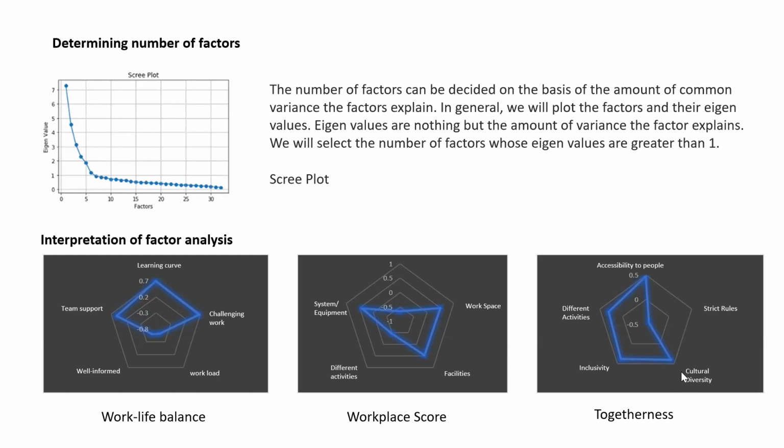Strict rules, like if a person is saying there is inclusivity and we are accessible to people, then you might feel there are fewer strict rules. So that's why it has less importance, or that's how the model has interpreted it. So this is one way of interpreting our factor analysis, and this is one kind of visualization approach that you can use in PCA as well, or in any kind of cluster analysis that you tend to use, and it will give you a fair idea of how a factor looks.